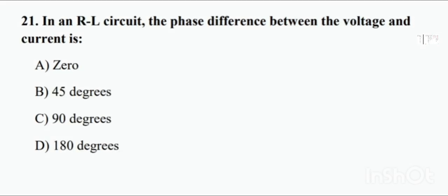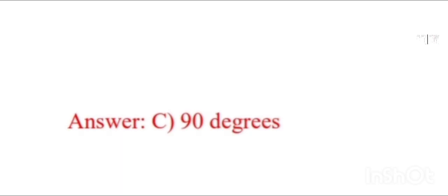Question number 21. In an RL circuit, the phase difference between the voltage and current is: option A, 0; option B, 45 degrees; option C, 90 degrees; option D, 180 degrees. The right one is option C, 90 degrees.